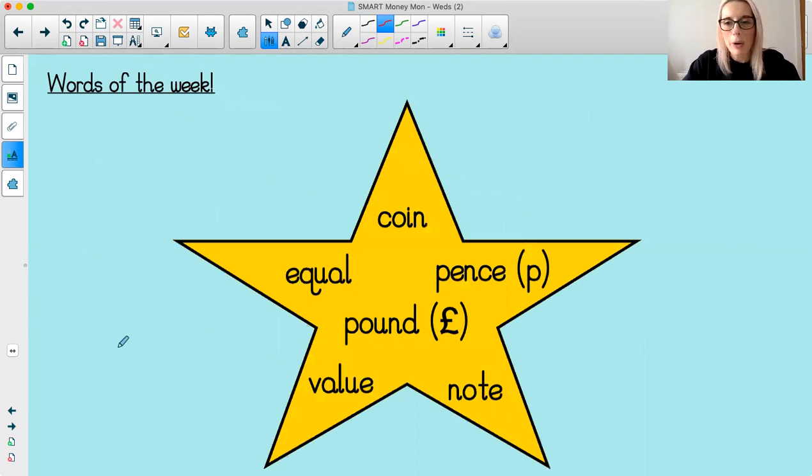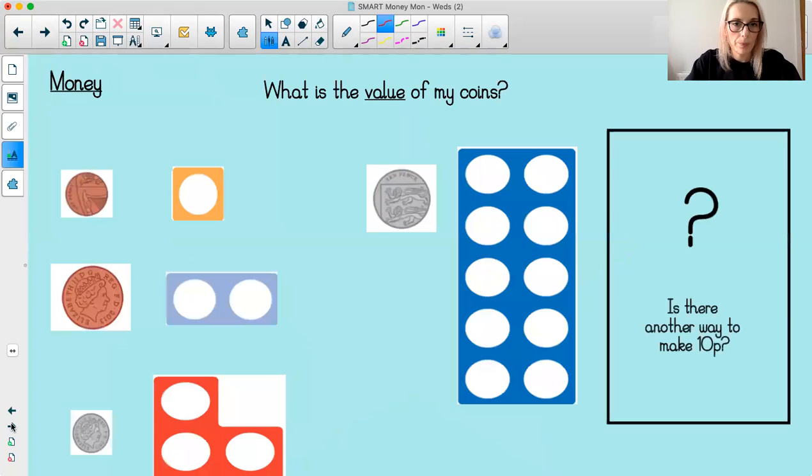Fantastic. So our words of the week. We did these yesterday. We're going to listen out for some specific words today. We're going to be looking at the value of money. So we're going to be looking at value, which means we might come across equal quite a lot or the same as. We'll be looking at our coins and pence and pound. We're not going to worry about notes today. We're going to look at those tomorrow.